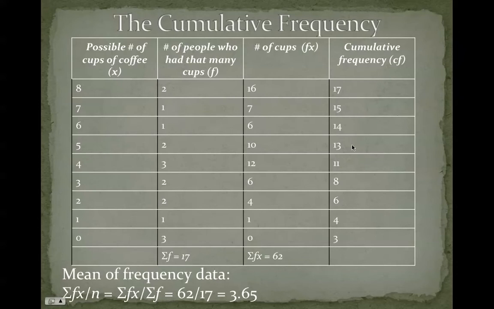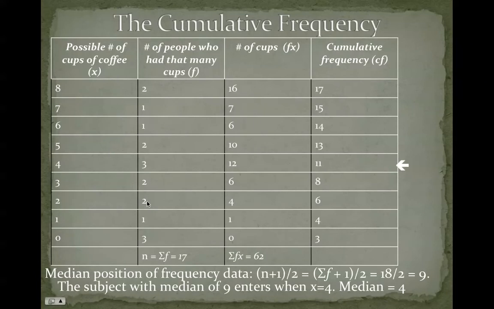So anyway, this is just the total number of people, and we know that the maximum number of cups of coffee drank was 8, so 17 people had a maximum number of cups of coffee of 8, or fewer cups.